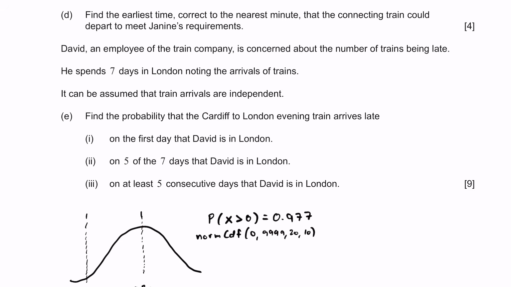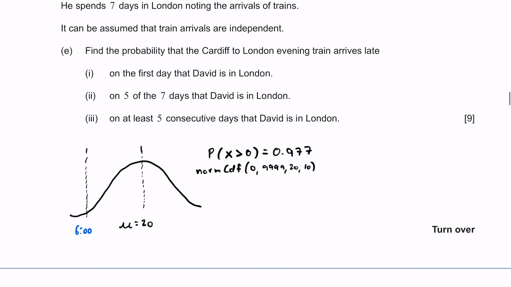In this case, the event that we are interested in finding out about is the chances of it being late. So we're in the realm of binomial distributions. We want to find out the probability that the evening train arrives late on 5 out of the 7 days. So this is going to be a binomial CDF question.